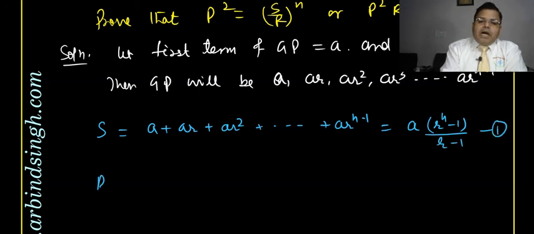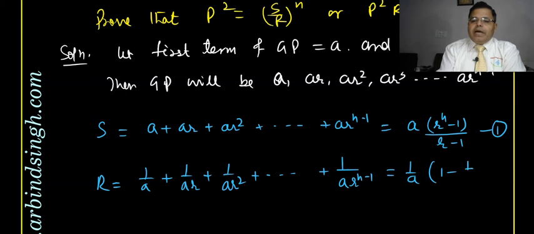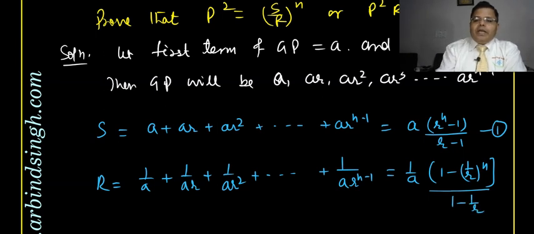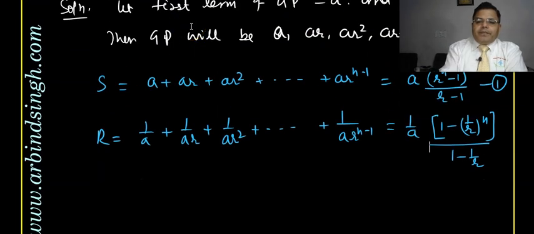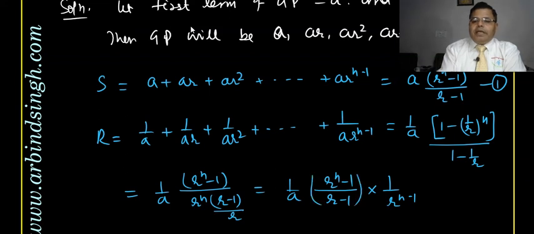This is the first. R is the sum of their reciprocals, so 1 by a plus 1 by ar plus 1 by ar square plus up to 1 by ar to the power n minus 1. This will also be in GP, but here the first term is 1 by a and the common ratio is 1 by r, so the sum is (1 minus 1 by r to the power n) upon (1 minus 1 by r), right? So it can be simplified in this way: 1 by a into (r to the power n minus 1) upon r to the power n, and that will be (r minus 1) upon r. So that will be 1 by a into (r to the power n minus 1) upon (r minus 1) into 1 upon r to the power n minus 1, because this power will subtract here by 1. This is the second.